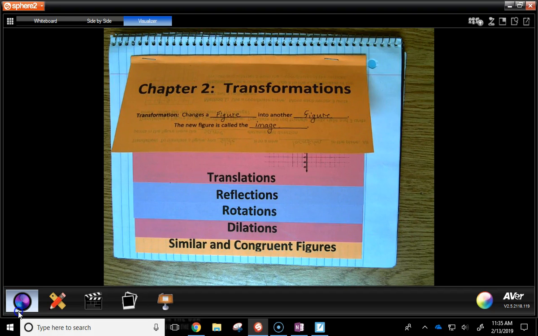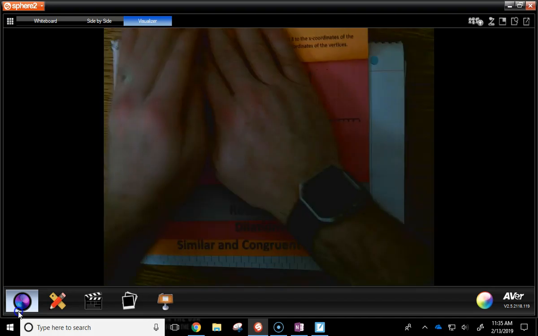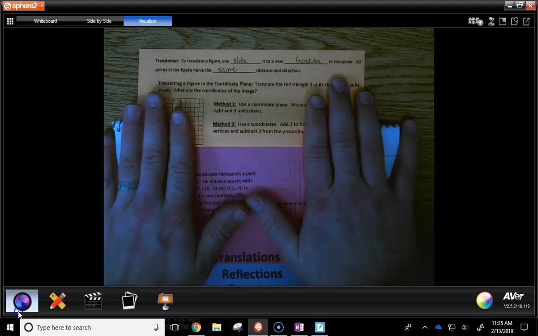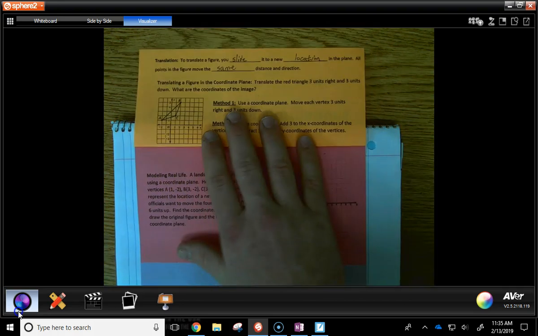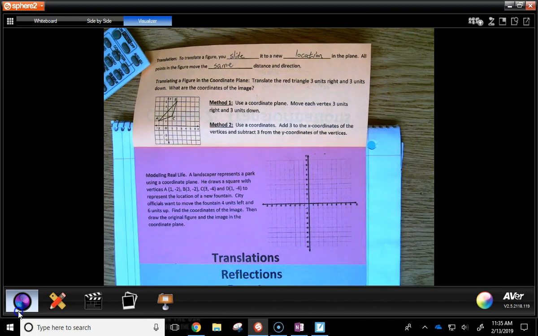So open up your foldable to this next page. And we're going to fill out right here. The first one we're going to say translation.